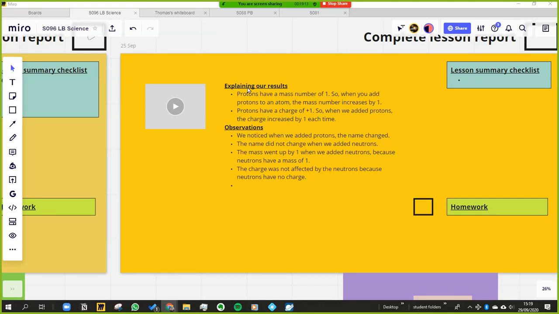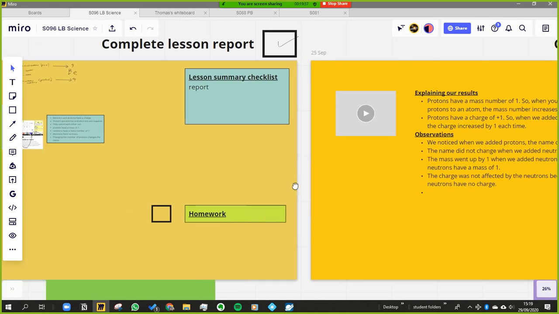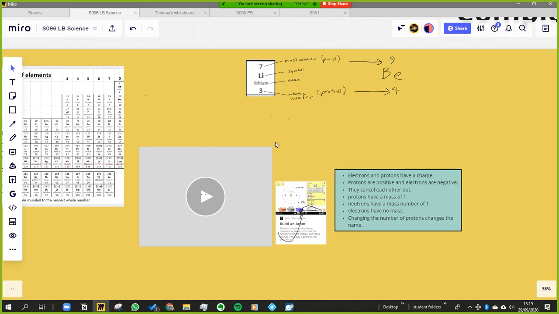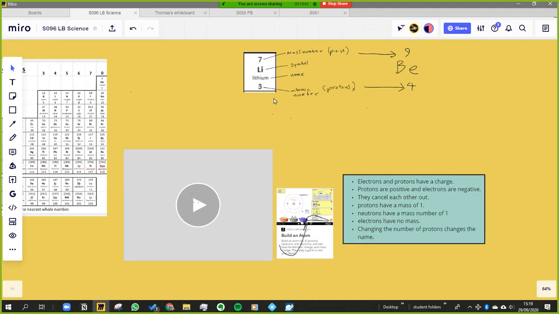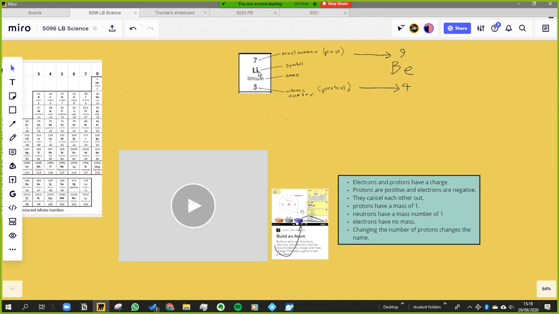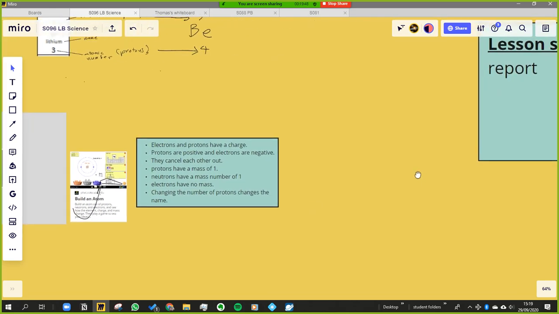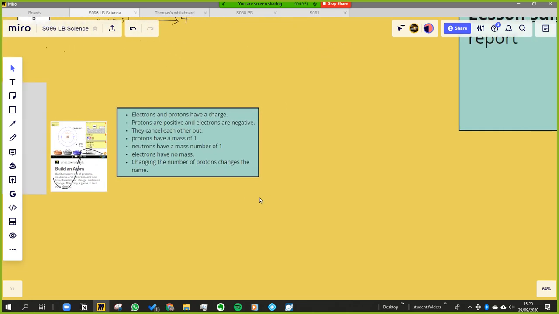So what we're looking at last time, we had this animation going, and we were trying to make some observations and explain them. The notes aren't brilliantly organized, but we had this animation where we were trying to see what happened when we added protons, neutrons, and electrons, because in the previous lesson we were trying to make this atom, lithium. It had a mass number of 7. There's its symbol, its name, and it's got an atomic number. And we were using the simulation to make it.